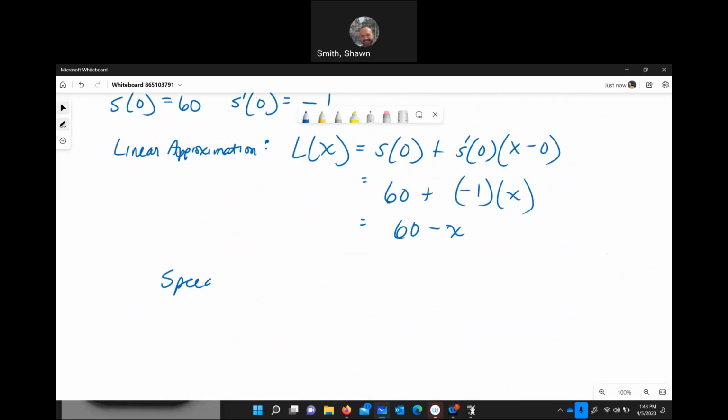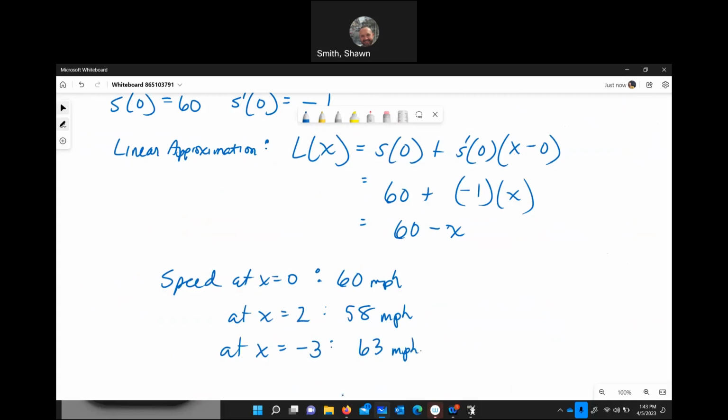Okay. Speed at X equals 0, 60 miles per hour. At X equals 2, 58 miles per hour. At X equals -3, that's 63 miles per hour, because you're getting to the next mile marker a lot quicker. Right? So keep it near 0, right?